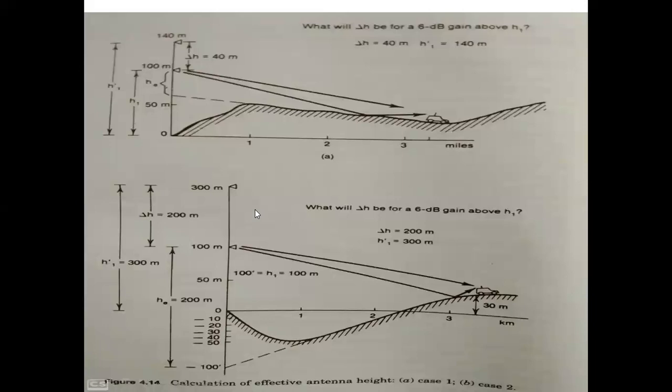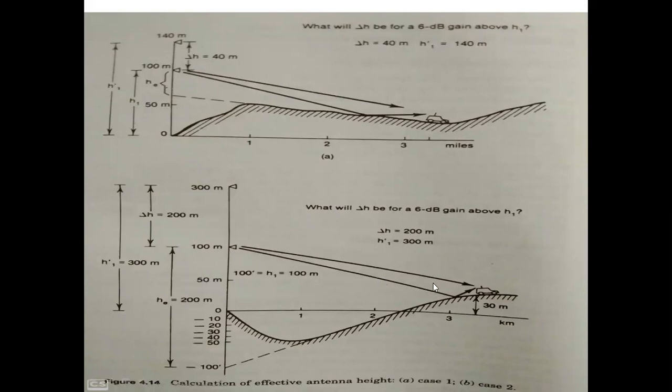The first case represents an effective antenna height of 40 meters, and the second case represents an effective antenna height of 200 meters. From 100 meters to 300 meters, that is, the difference is 200 meters. But the total height of the cell site antenna is 300 meters. The actual antenna height is the same, 100 meters.